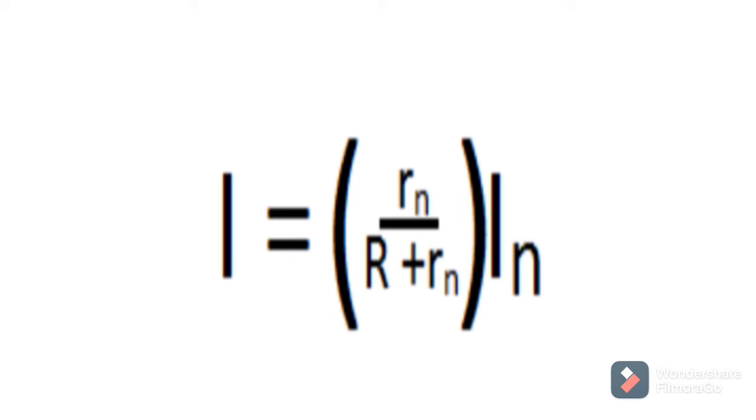Open circuit the load terminal and find the resistance of the entire circuit across the load terminal by short circuiting all the voltage sources, keeping their internal resistance, and open circuiting all current sources. This will be the Norton equivalent resistor, that is Rn. Using the formula, with the help of all the parameters determined in the above steps, find the current flowing through the load. That is, I equals Rn divided by R plus Rn into the total equivalent current. That means I equals Rn divided by R plus Rn into In.